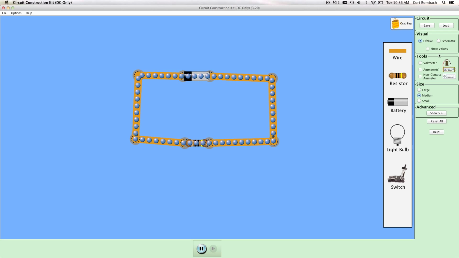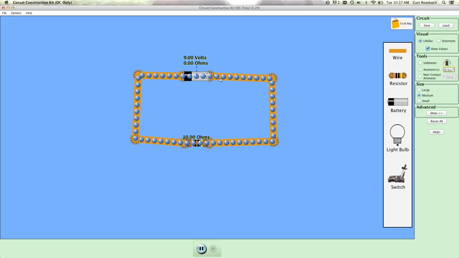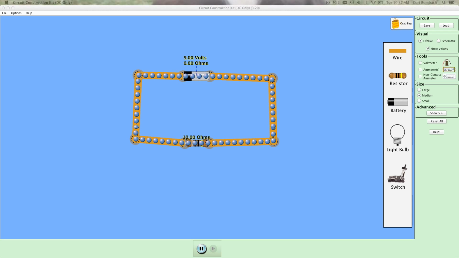All right, so I want to check my values by clicking the Show Values button on the green option box on the right side of your screen. And it shows me that I have exactly what I need for the instructions, which is a 9-volt battery and a 10-ohm resistor. Now, question number 2 asks, what is the current throughout the circuit?